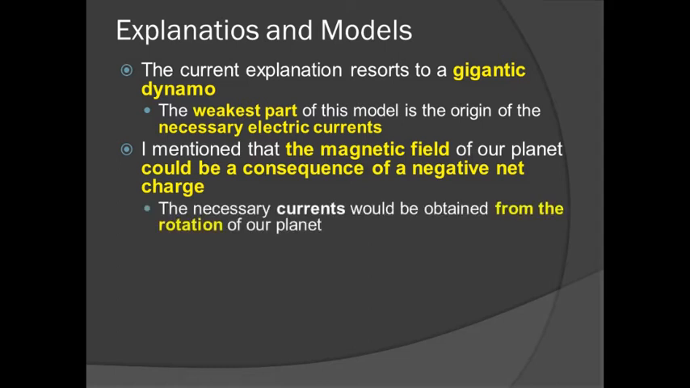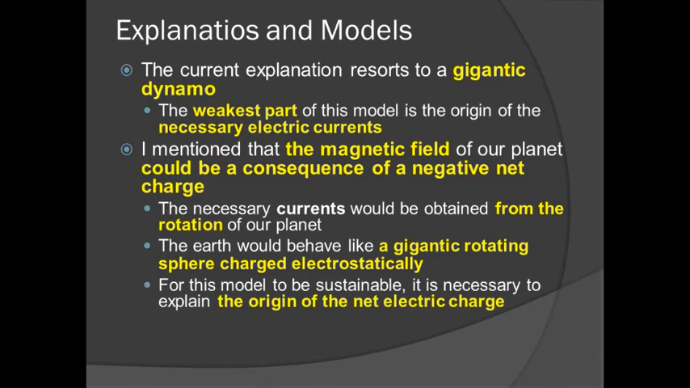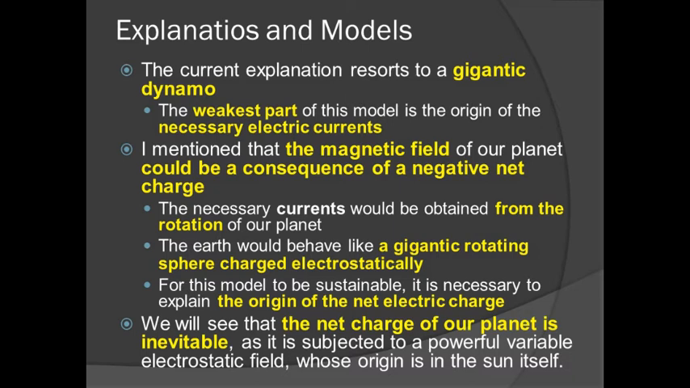In this case, the currents necessary to generate a magnetic field on a planetary scale would be obtained from the rotation of our planet on its axis. In this model, the Earth would behave like a gigantic rotating sphere charged electrostatically and generating, therefore, a magnetic field whose periodic inversion would be the result of the change of sign in the net electrostatic charge of our planet. But, for this model to be sustainable, it is necessary to explain what would be the origin of the net electric charge and what would be the reason for its change of sign periodically. That is precisely the main objective of this presentation.